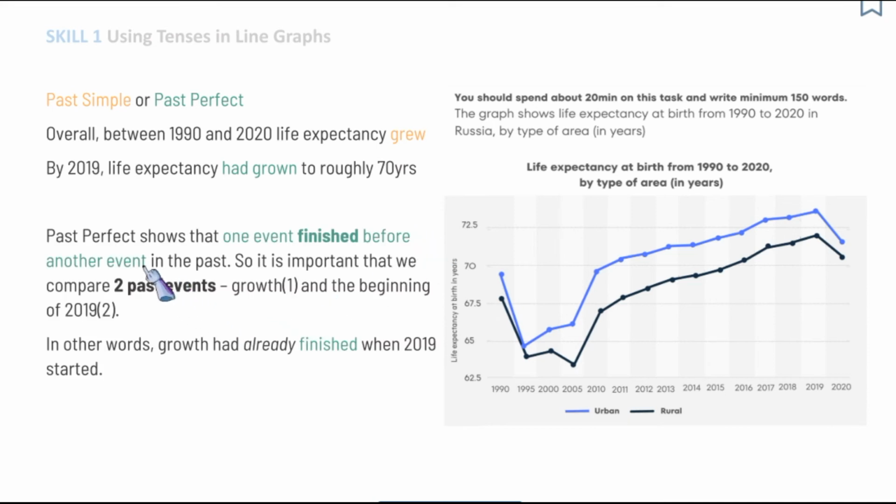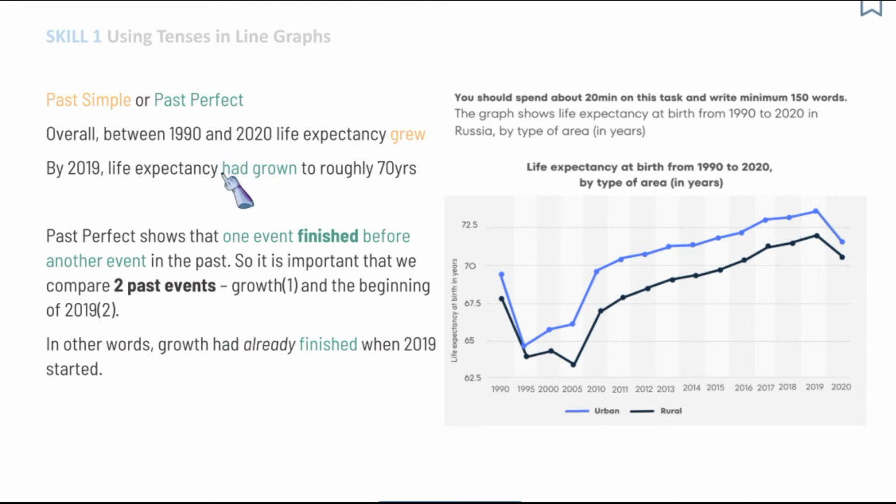So, past perfect shows that one event finished. This is the key word here. It finished before another event in the past. So it is important that we compare 2 past events. We must have 2 past events. In our case, we are talking about growth, which is the first event, and the beginning of 2019, which is the second event. In other words, the event of growth had already finished when 2019 started.